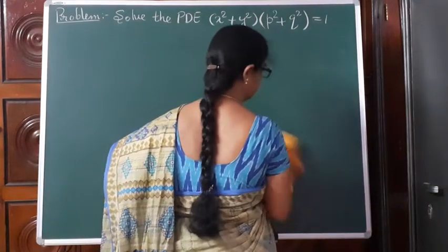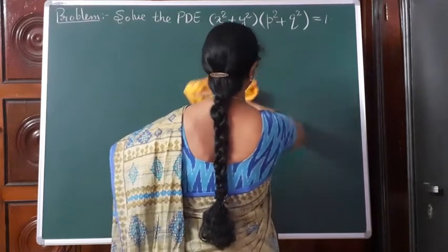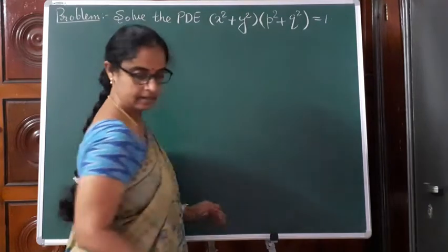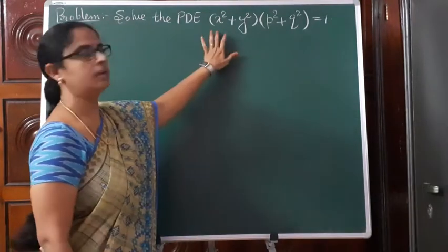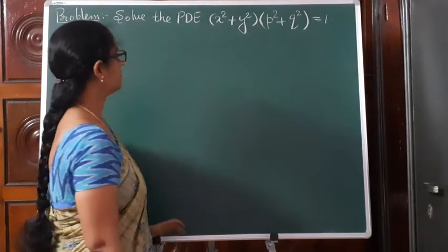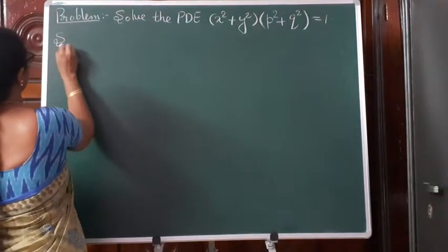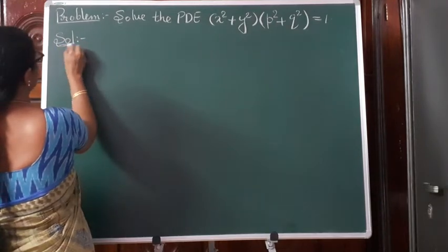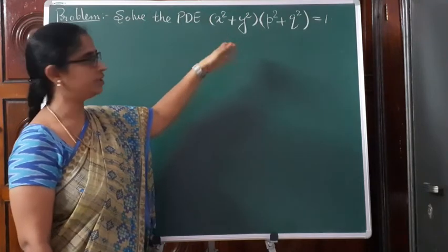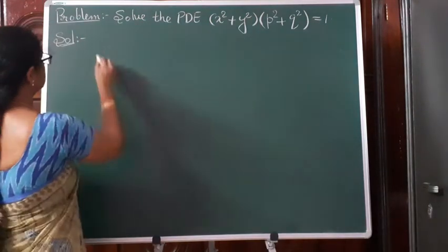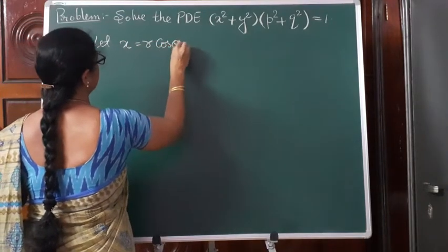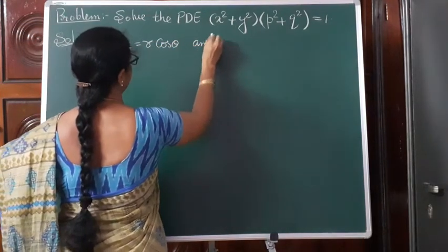We have here x square plus y square. So whenever we find x square plus y square, we can take the polar coordinates to reduce it to the simplest form. So we take x is equal to r cos theta and y is equal to r sin theta, and see whether we can reduce this nonlinear partial differential equation to any of the standard forms.